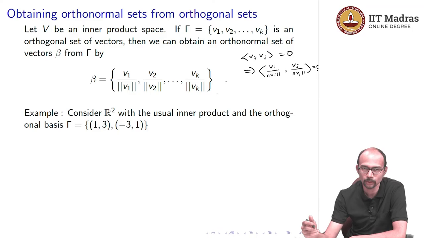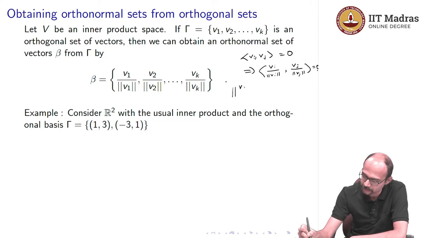The only thing that is remaining to check is the norm. If you take the norm of vi by norm vi, well, constants come out of the norm. So, you get 1 by norm vi times norm vi, which is 1. Okay, so, that is why this is an orthonormal set.